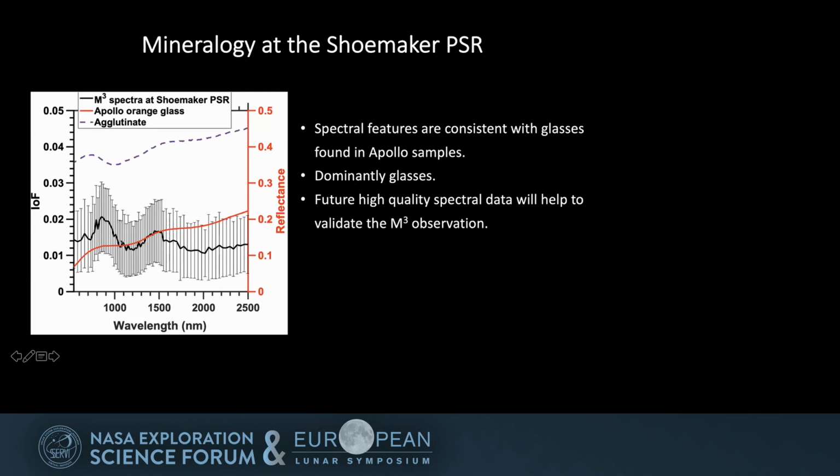Again, this is scattered light, so we cannot tell exactly the true continuum and also the absorption shape, but a major feature should be there. And we compared it with the spectra of glasses found in Apollo samples, like agglutinates and Apollo orange glass. You can see they show a broad 1-micron absorption feature and a lack of a 2-micron feature, suggesting dominantly glass. And future high-quality data may help to validate the M-cube observations.